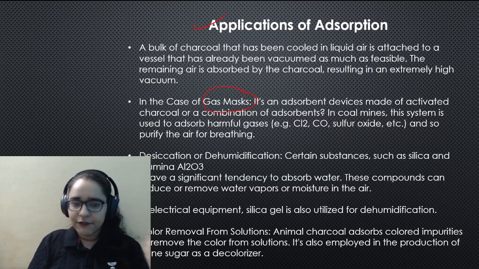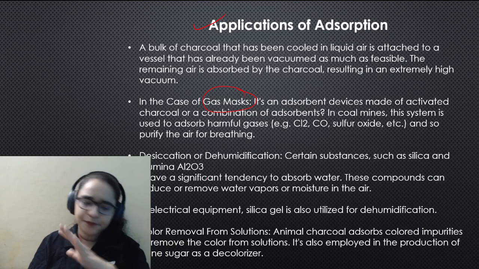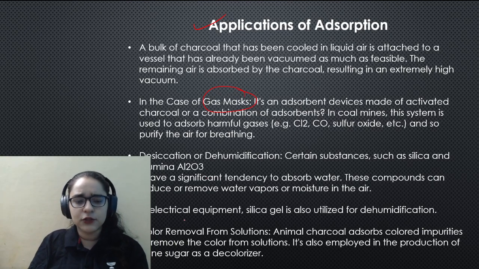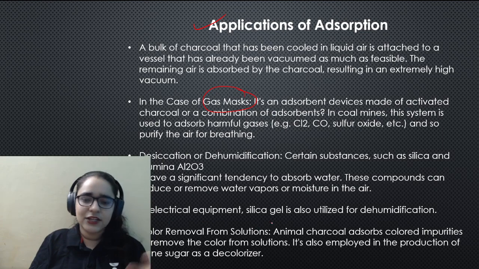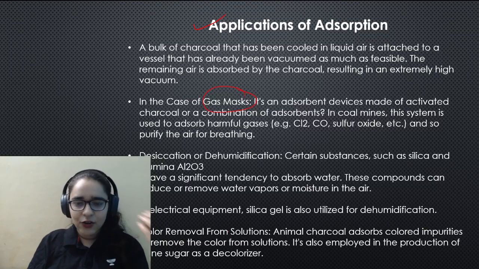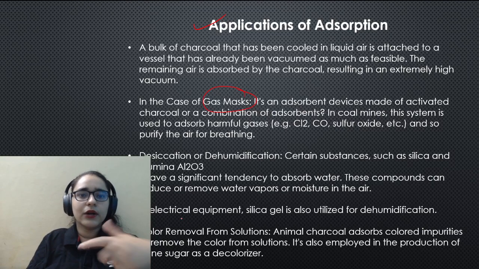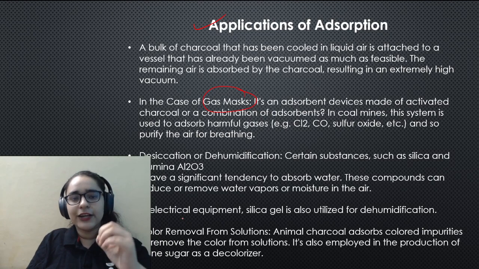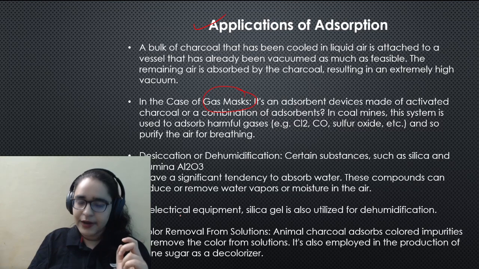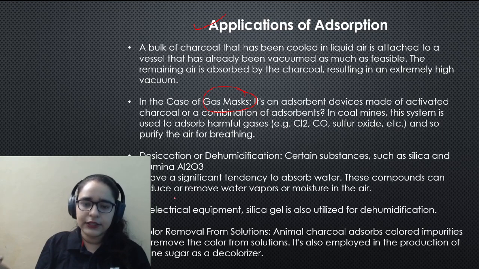Then we have dehumidification. Certain materials could be adsorbed, the whole phenomenon is going on adsorption. So for electrical equipment, silica gel is also utilized for dehumidification and color removal from solutions. Like I said, dyes, anything, right? Could be adsorbed on charcoal or whatever affinity is there. Like calcium chloride is very good for absorbing water vapors, right? So there are so many applications. These are all the things that I wanted to discuss with you. Thank you so much.